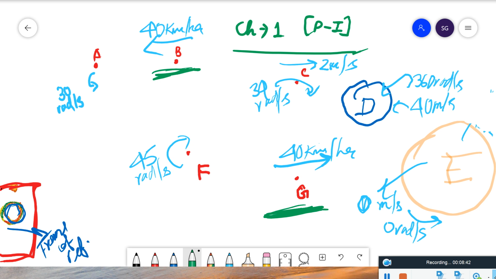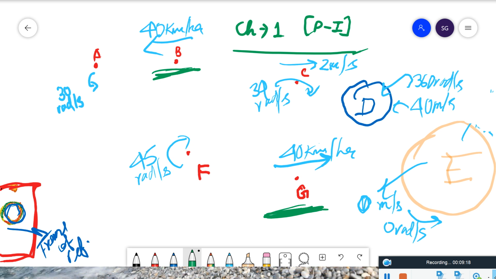Then we can see that B is moving towards left at 40 kilometers per hour, whereas G is moving towards right at 40 kilometers per hour. So by looking at the magnitude, we can say that they are moving with the same speed. Yes, of course they are moving with the same speed, but by just looking at the magnitude, we cannot determine whether the body is in motion or at rest. Since I am talking with reference to O, we can easily say that they are in motion.